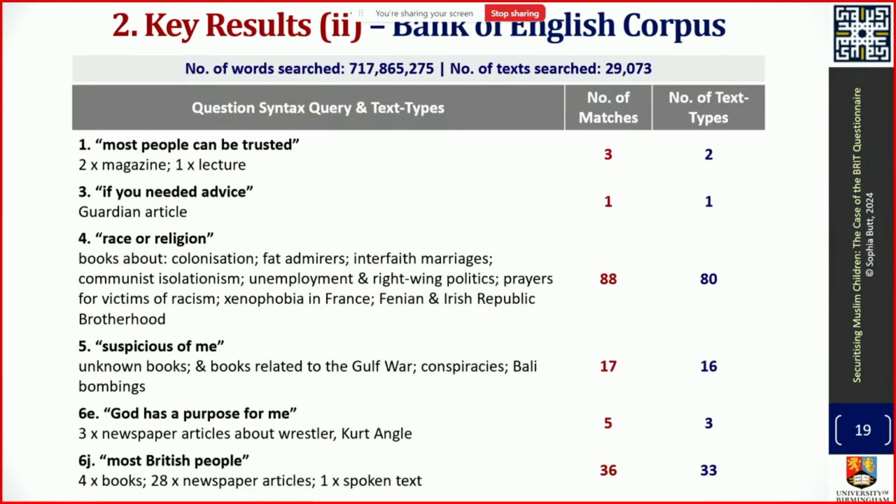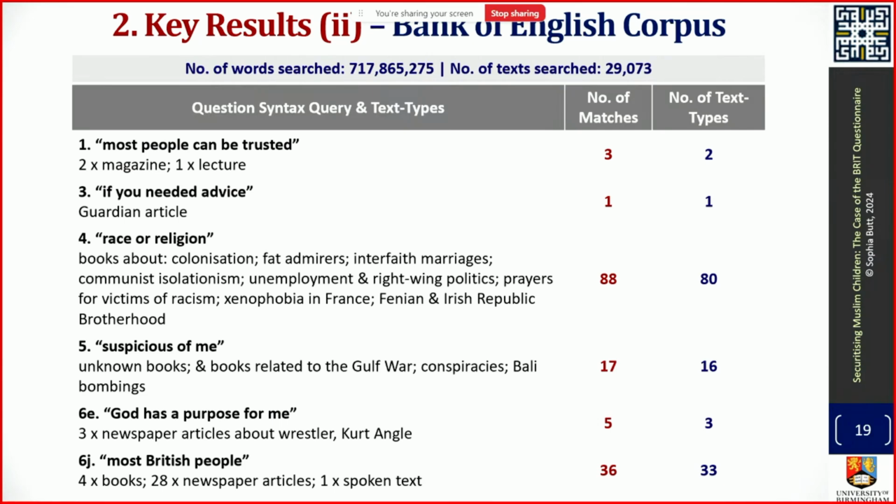I also wanted to look specifically at some other phrases. I looked at most people can be trusted, and I found 3 matches in 2 different text types, one being a magazine, the other being a lecture. I looked at the phrase, if you needed advice, and there was only 1 match in the corpus, in a Guardian newspaper article. Race or religion, perhaps as would be expected, had the highest number of matches: 88 matches across 80 different text types.